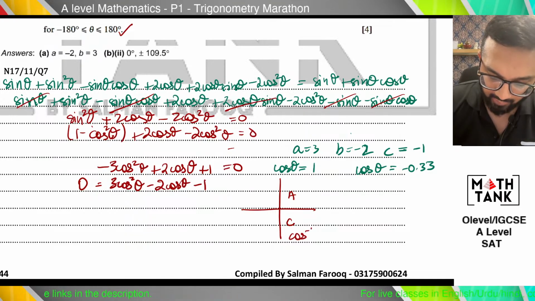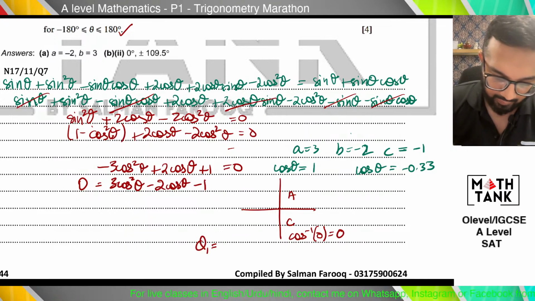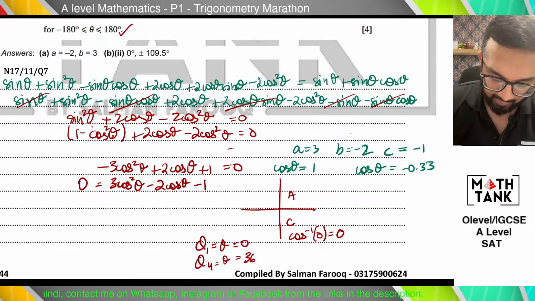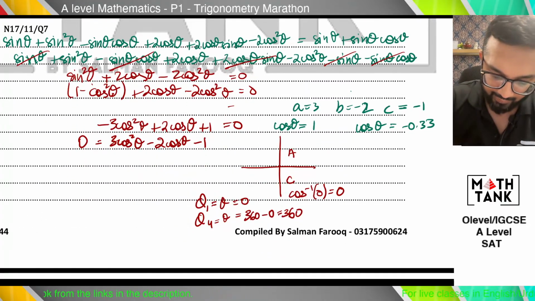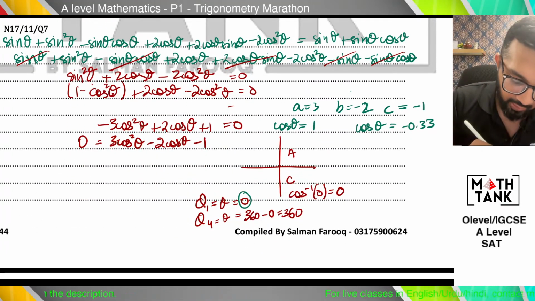Cos inverse of 1 is 0. So quadrant 1 is theta equals 0. Quadrant 4 is theta equals 360 minus 0. That's 360. To find the negative cycles, what I've told you is that you can subtract these answers from 360.